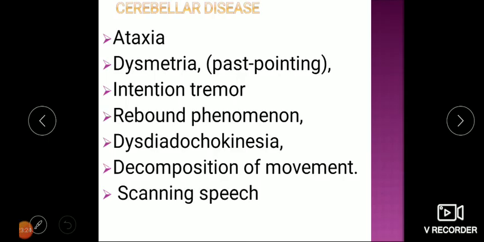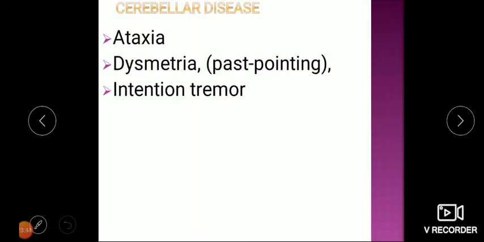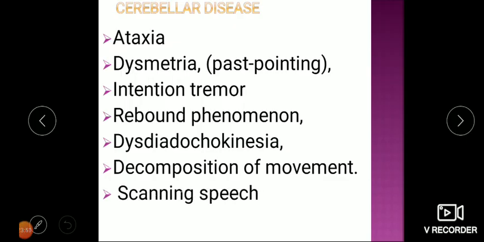Scanning speech. Again for the speech, we need a smooth contraction of our tongue muscles, which is lost in this individual. So ultimately, these are the classical features of cerebellar disease. Lack of coordination, as the main function of cerebellum is coordination of movement. We get ataxia, dysmetria, intention tremor, rebound phenomena, dysdiadochokinesia, decomposition of movement and scanning speech. So here we are finishing the cerebellum, physiology of cerebellum part 2.